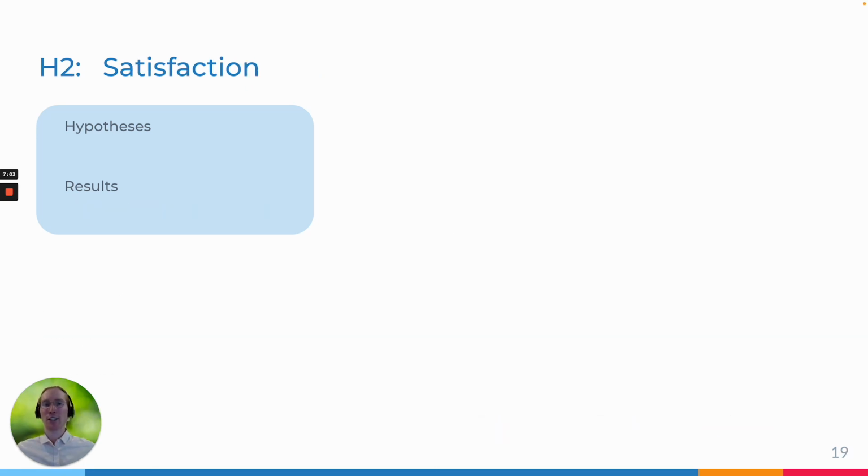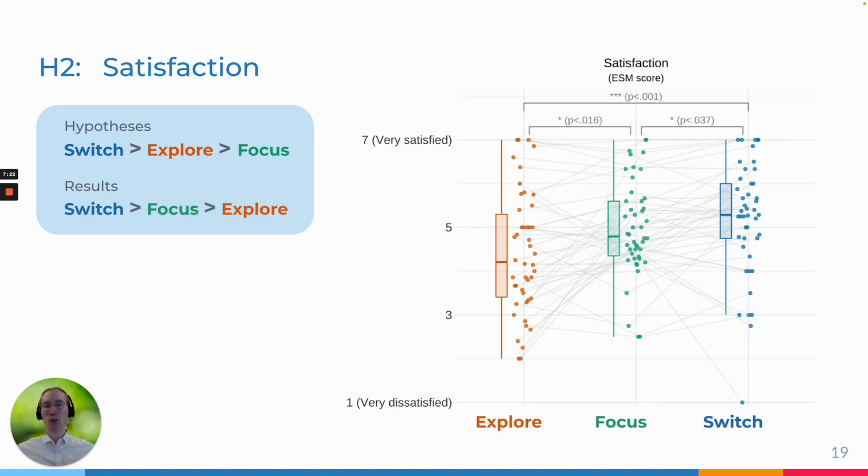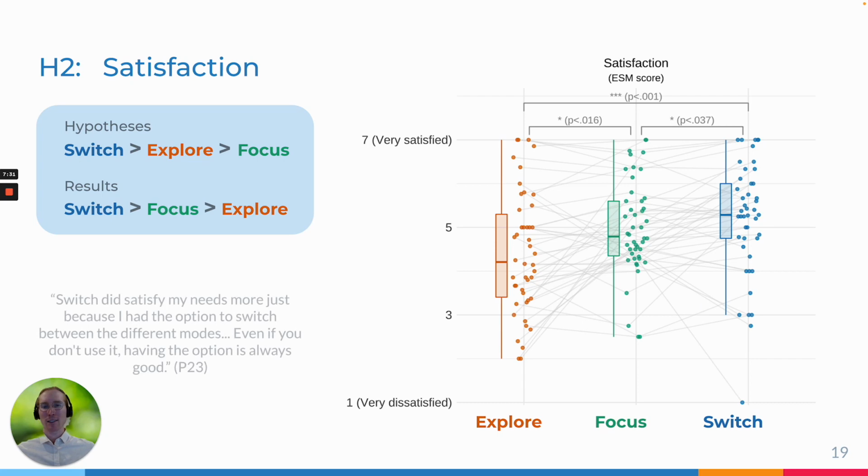Next, we examined satisfaction, how much participants felt satisfied by their use of the app. Our hypotheses were that Switch would again have the highest rating, but we thought that Explore would be greater than Focus because recommendations could provide some short-term satisfaction for the user. However, our actual results found that Switch was greater than Focus and that Focus was actually greater than Explore. One participant said that Switch did satisfy their needs more "just because I had the option to switch between the different modes. Even if you don't use it, having the option is always good."